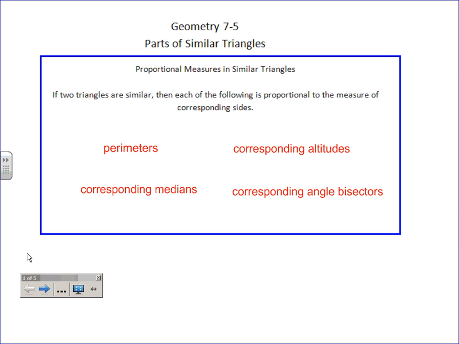So of those 4 segments we learned in, was that chapter 5, I believe? Which one is missing? Which one's not on there? Of the ones we learned, we've got altitude, median, angle bisector, and what was the other one? Perpendicular bisector. So perpendicular bisector, not on here. Some people make a note of it that way, but basically all the rest of them have to be good. And let's take a look as to what that really means.